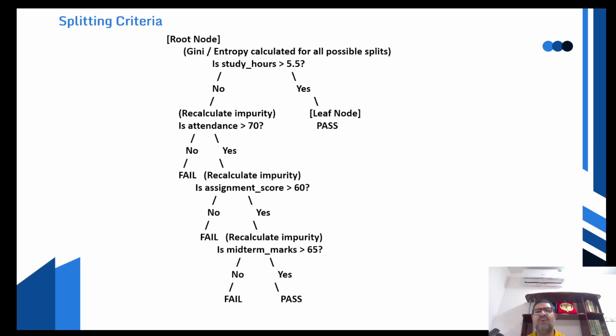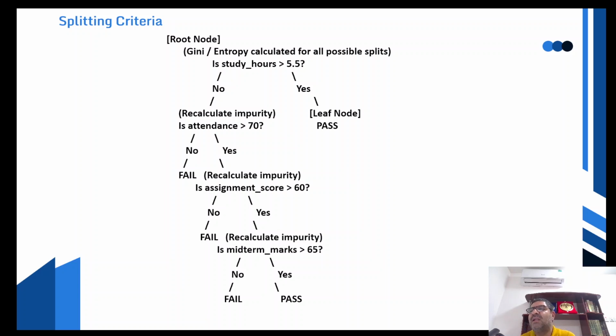So if you just see this decision tree now, we are giving the same example, which is student performance. If the student has studied for more than 5.5 hours, if it is yes, the leaf node will be giving a decision. So the leaf node is coming as pass. But if that is not the case, then it will be recalculating the impurity. So how will it recalculate? Is attendance greater than 70?